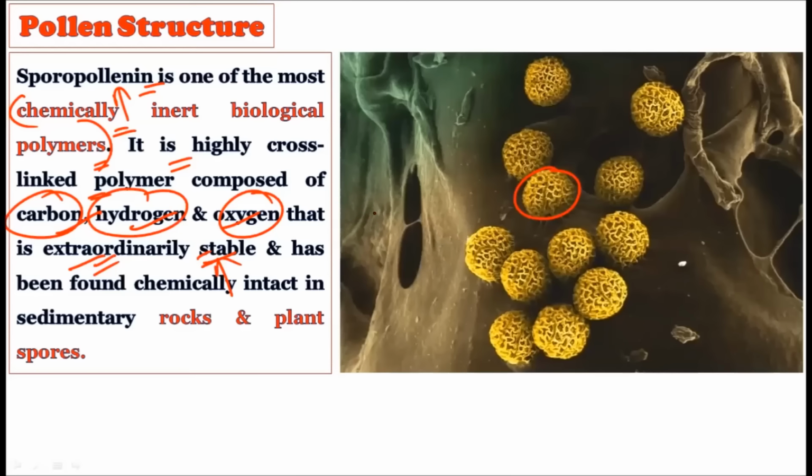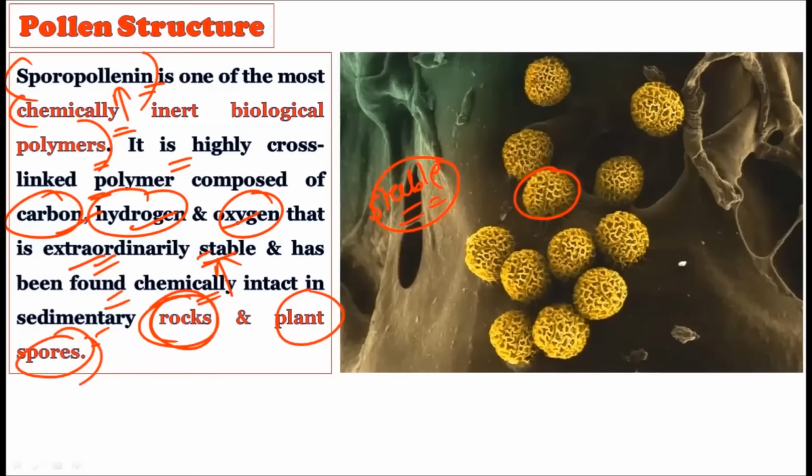See, which term they were using? They were using the term extraordinarily stable. That is, it is a very stable compound and it cannot be easily broken by chemical or physical reaction. It has been found chemically intact in sedimentary rocks and plant spores. So this sporopollenin is not unique to plant spores only, but it is also found in rocks as well. These plant spores have sporopollenin deposited in their outer wall, the exine, which is made up of carbon, hydrogen, and oxygen, and that is why it is extraordinarily stable.